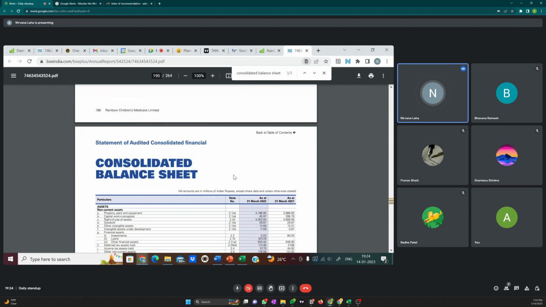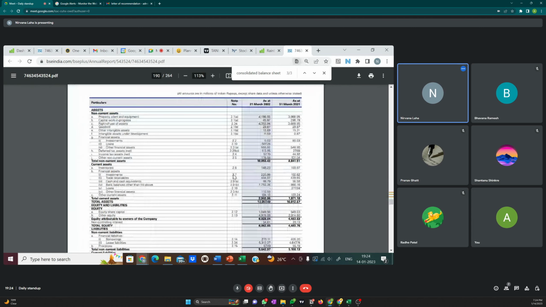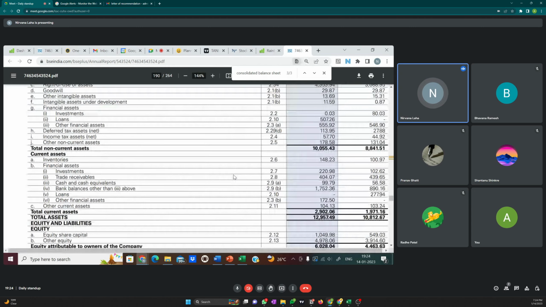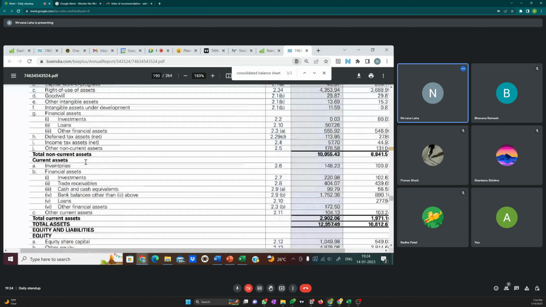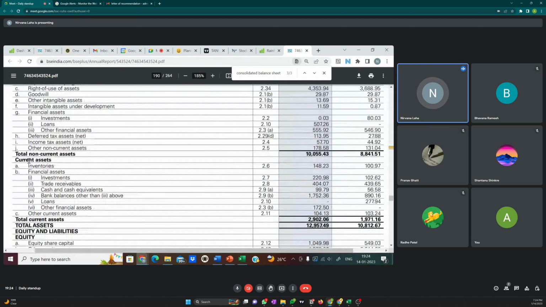So this is the balance sheet. See, this is current assets. So what is there? Inventory is there. After inventory, what do you have? Financial assets. So this entire B thing is financial assets. Investments, trade receivables, cash and cash equivalents. So this is usually not kept as cash under somebody's pillow. This is kept in a current account.